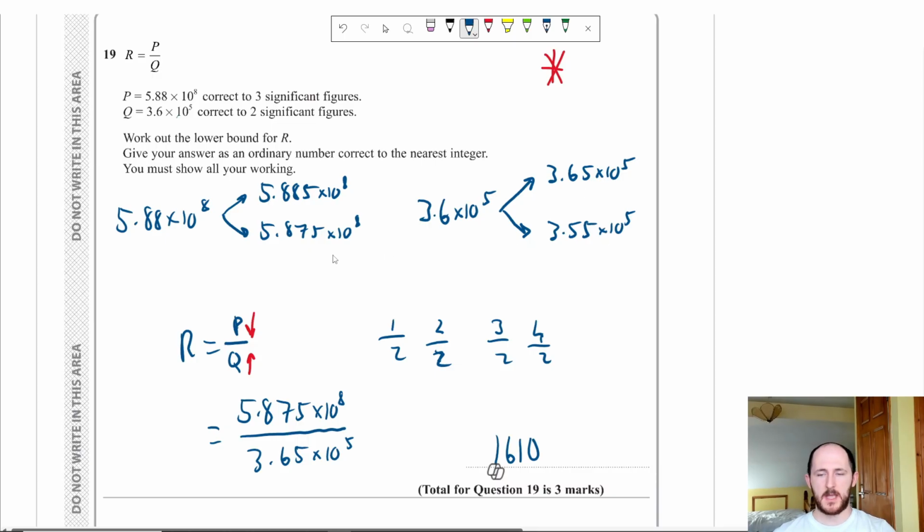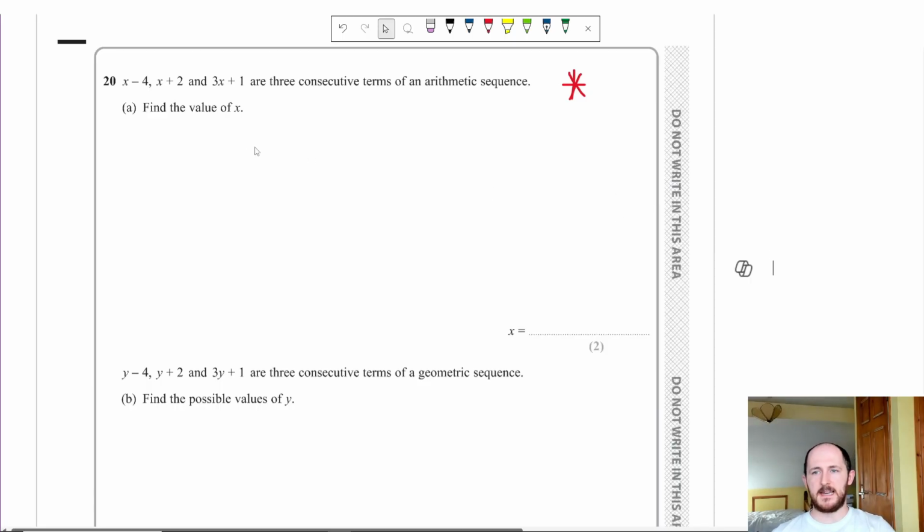gets you a mark. Second mark is for choosing the correct bounds. So choosing the upper bound for the denominator, the lower bound for the numerator. The third mark is for getting the right answer, of course. That's it. This question I thought was fairly interesting.